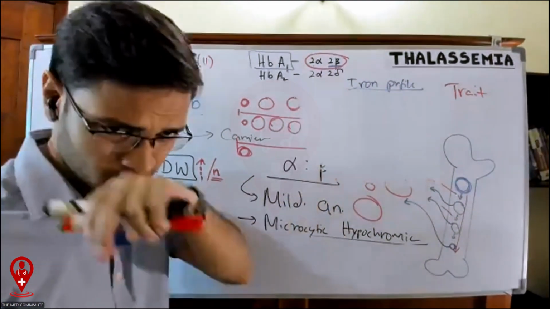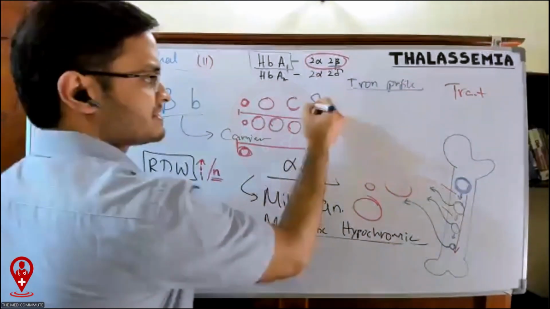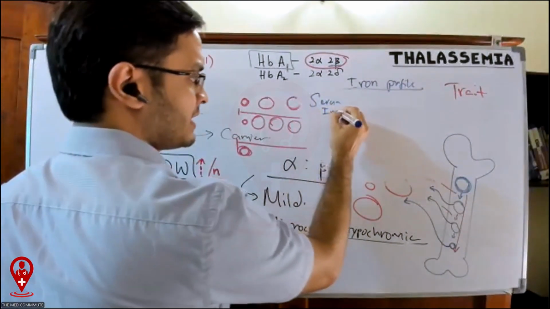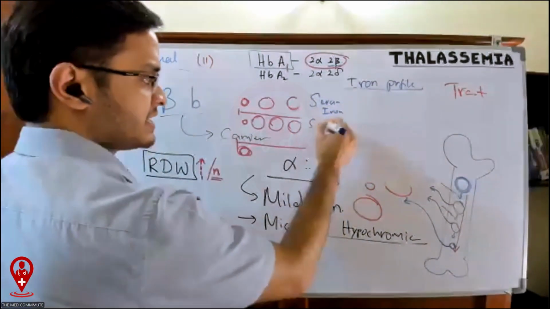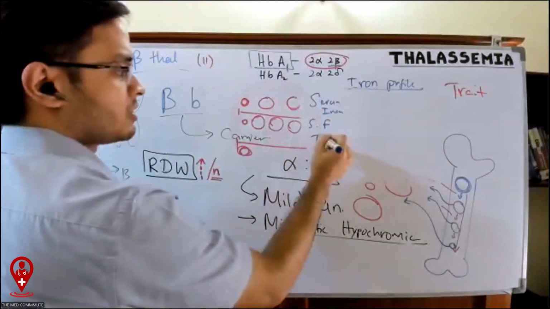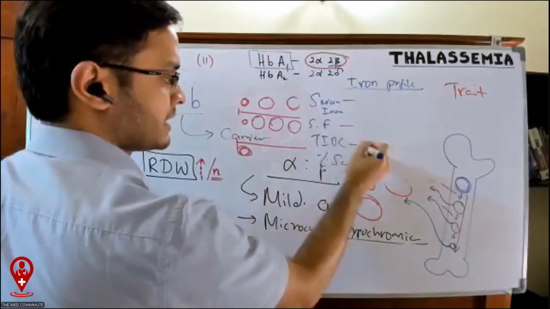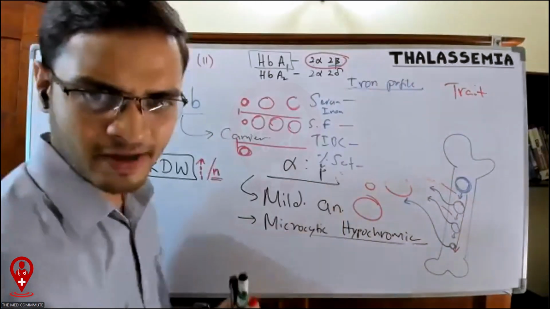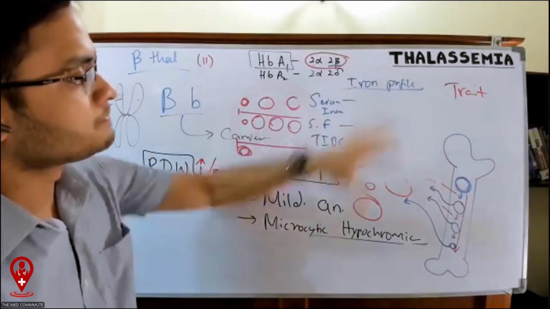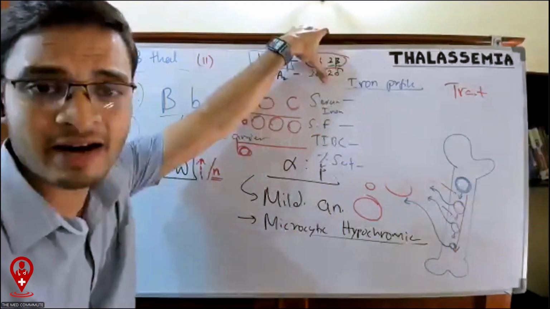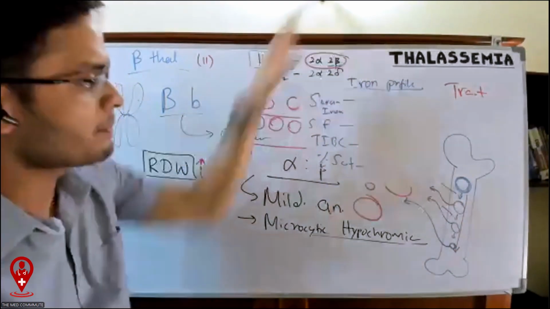We talked about several components of the iron profile. So we have serum iron, serum ferritin, and something called the total iron binding capacity and the percentage saturation. I hope you all know what these mean. If not, just go through the video, they are on the platform. In iron deficiency anemia, now tell me what is going to happen to each of these.